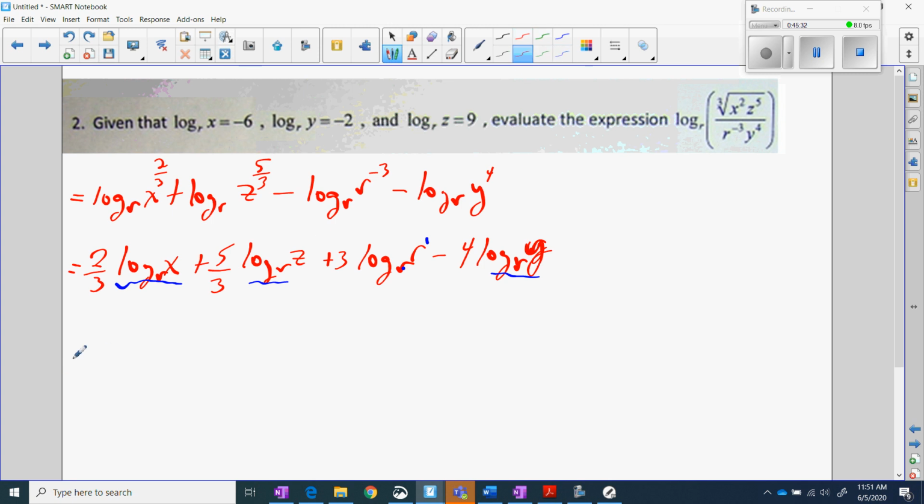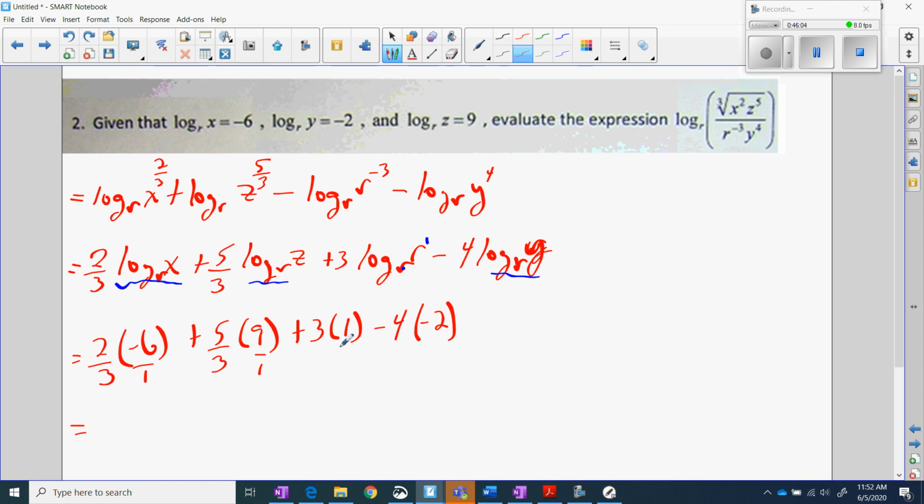So here we go. It's going to be 2/3. Log of x to base r, we're going to replace with the number negative 6, plus 5/3. Log of z to base r is the number 9, plus 3. Log of r to base r, this is saying r raised to what power gives you r? Well, it's going to be 1, minus 4. The log of y to base r was given, it's a negative 2. So now I've got a numeric expression here that I'm going to calculate. Remember, this is over 1, over 1, over 1.